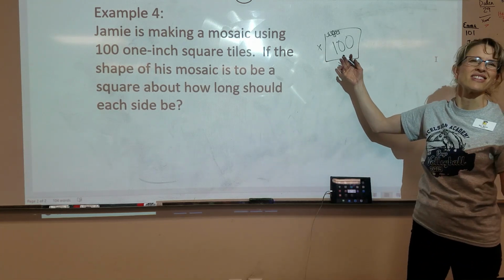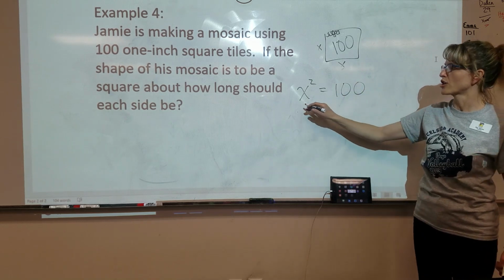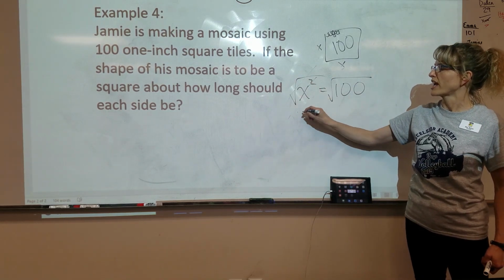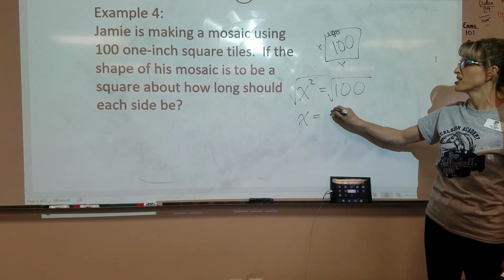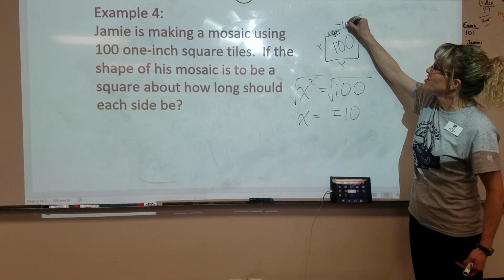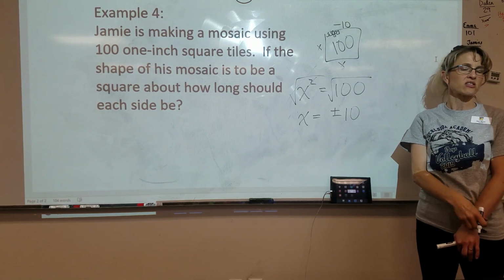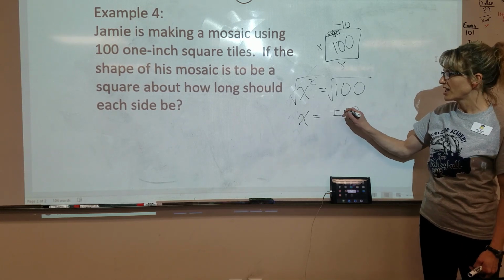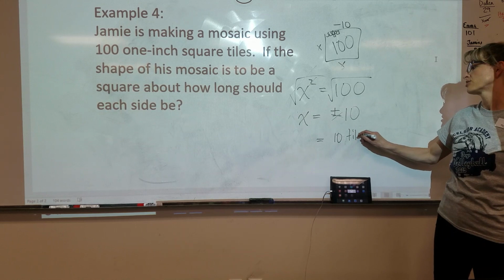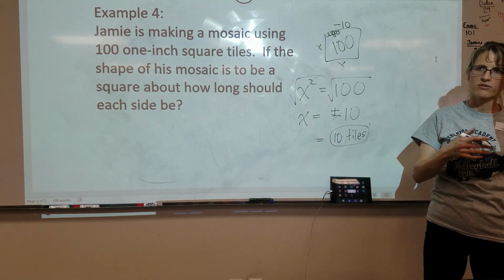Well, you know it's 10, right? But looking in the quadratic sense, we would square root both sides. Squared and square root cancel. We're left with x equals plus or minus 10. But in this case, can you have a negative 10 length on a square? It doesn't make sense to have negative lengths. So that's why in this case, we eliminate the negative and we just say 10 tiles. So make sure, just in context, you know when to include the positive or the negative.